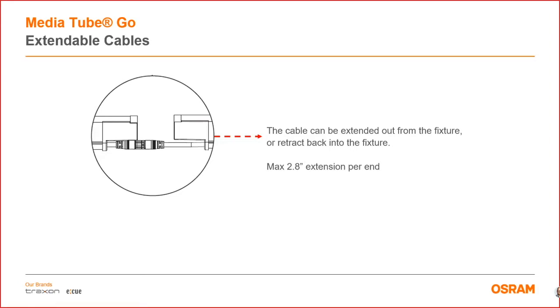A valuable feature of the MediaTube Go is the integral cable whip, which can extend out of the fixture from each end up to a nominal 3 inches per end, allowing for simple connections between fixtures, as well as allowing slight curves or corners without requiring interconnection cables between fixtures.